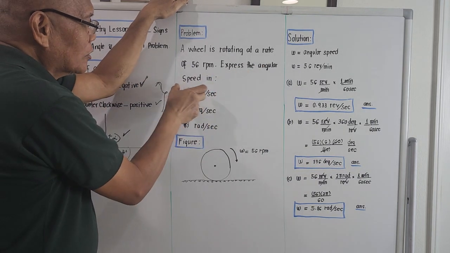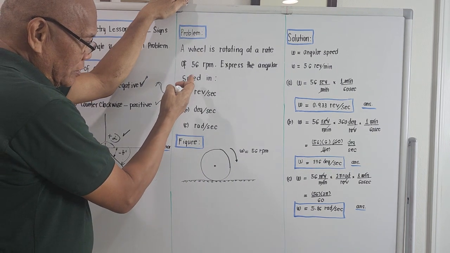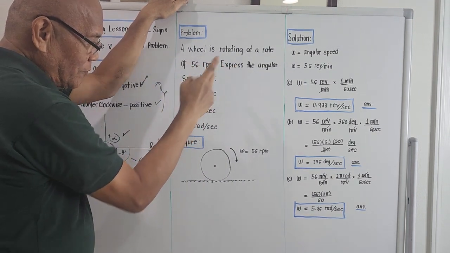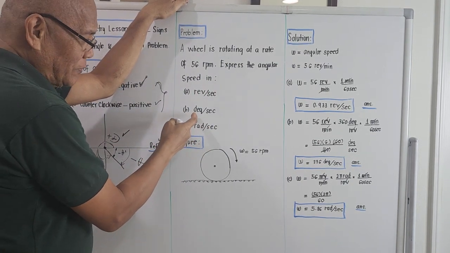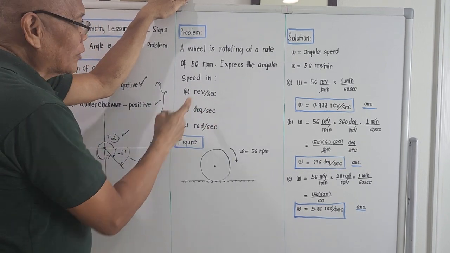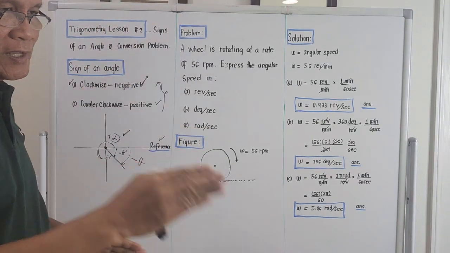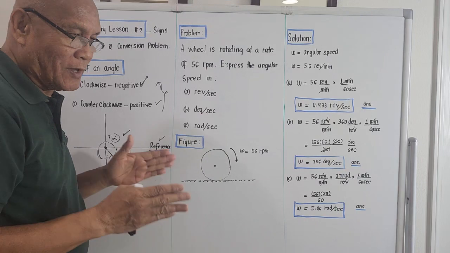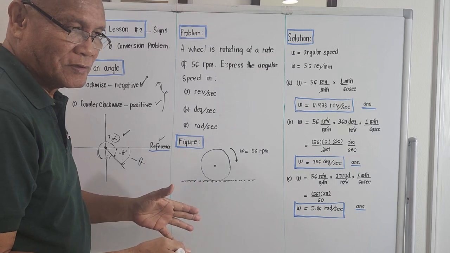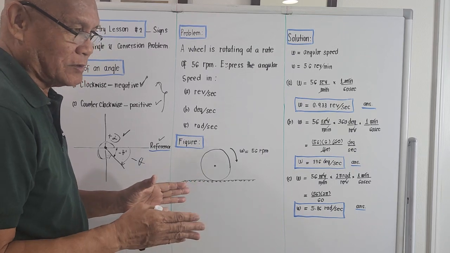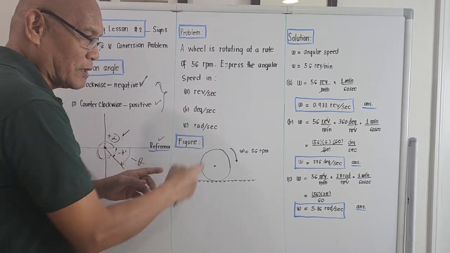Okay, express the angular speed, and there are 3 units, okay? We express 56 revolutions per minute. The problem is asking what will be its value in revolutions per second, what will be the value in terms of degrees per second, and what will be the equivalent of 56 RPM in terms of radians per second. Because the last time around we studied the units of angles, right? That is in terms of revolution, degrees, and radians. So this is just a test on how we will convert a certain value to revolutions per second, degrees per second, and radians per second.